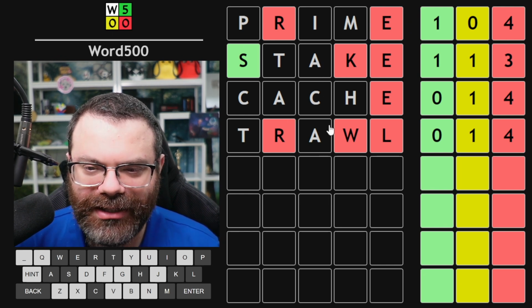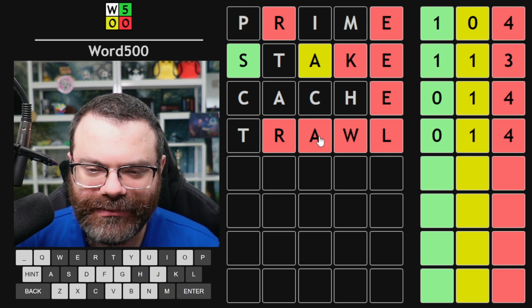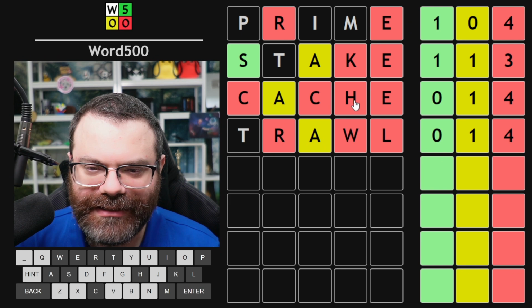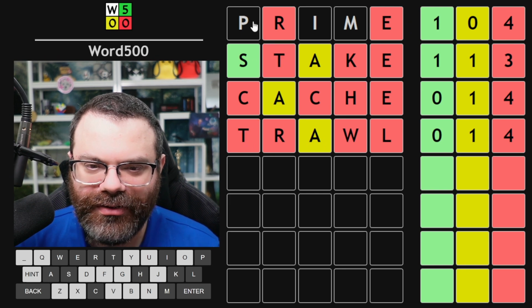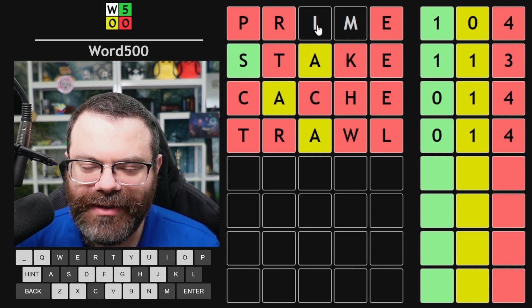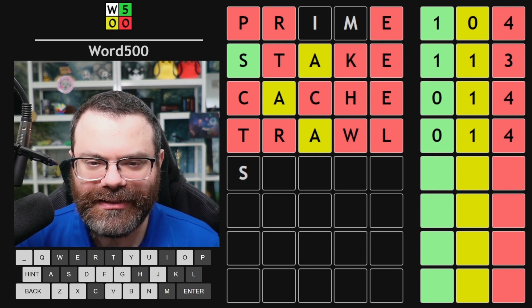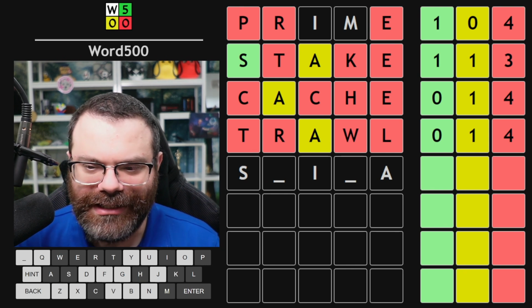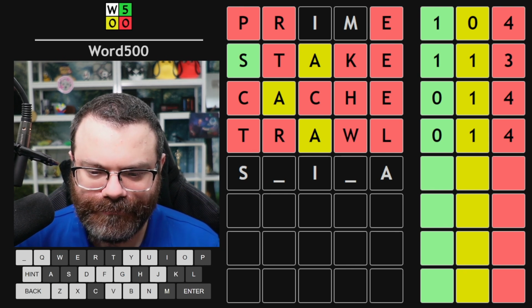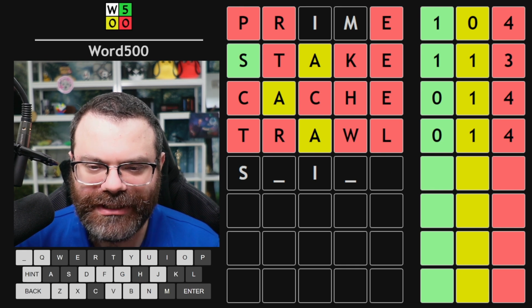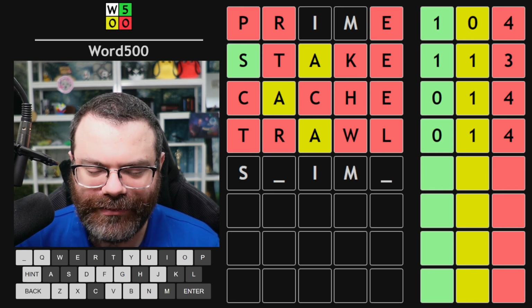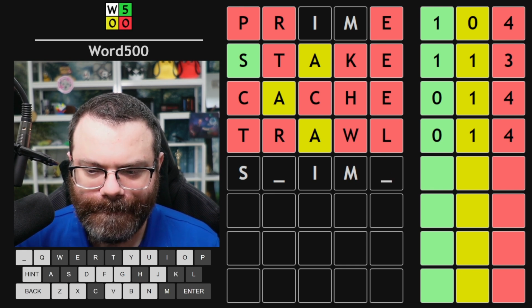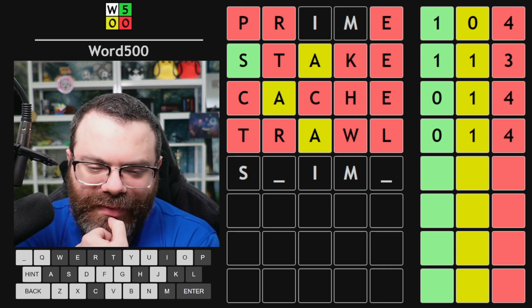Now, the A being yellow in both of these places just makes sense to me. And that would make this the yellow here as well. And then that's it. That's all we get. Oh, no, we get a green in prime, which wouldn't be the P because that would conflict with the S. So maybe the I. So we could do like S something I something A. That's actually kind of hard. The other option is we could do SIM something. I'm not seeing like how that would work though.